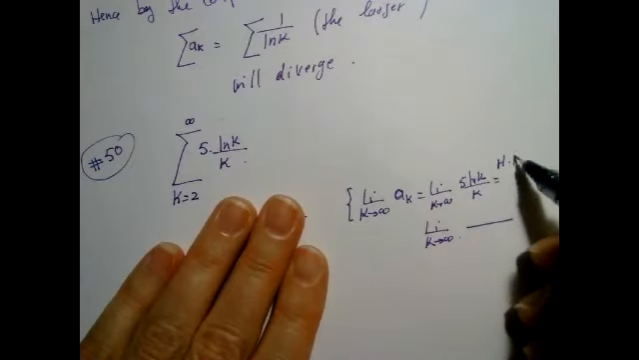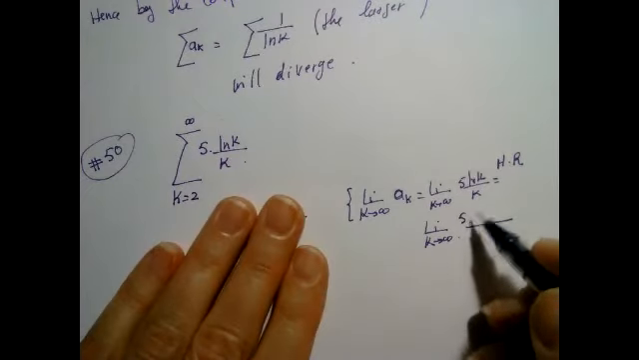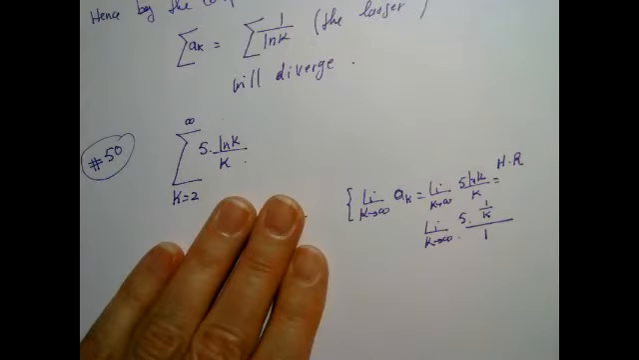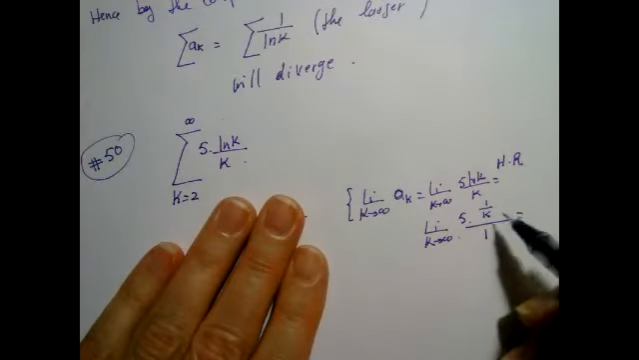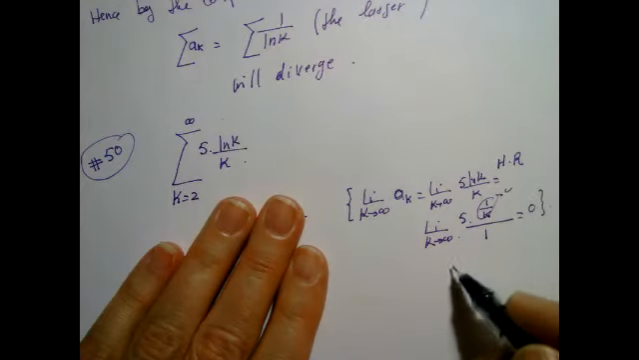You have to use L'Hopital's rule. L'Hopital's rule, yeah. That's 5. Derivative of that is 1 over k. Derivative of k is 1. When k goes to infinity, this goes to 0. So no conclusion.